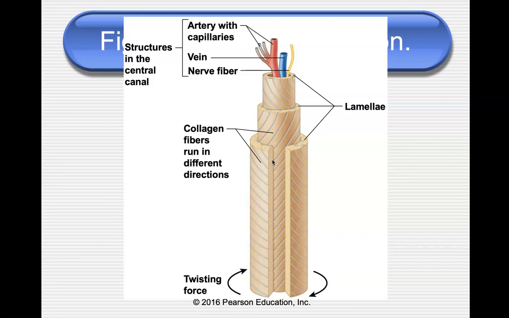And what's really cool is that if you look at the collagen fibers in the lamellae, these rings of matrix, they actually run in different directions in adjacent rings. So, they'll run this direction in this ring, and then the next ring, they'll run the opposite direction. And then the next lamella, it'll run in the opposite direction. So each adjacent lamella will have collagen fibers running in the opposite direction. And this really helps that osteon withstand stress, as well as it helps it to resist twisting forces.